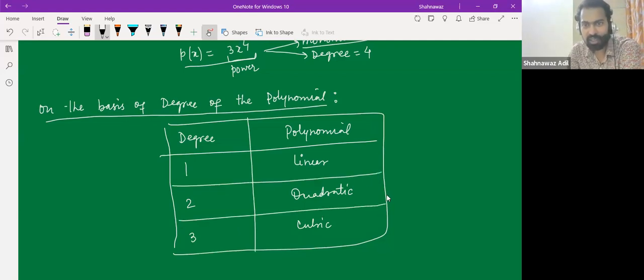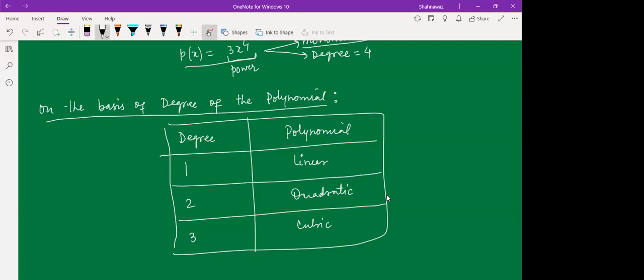One was the classification which was based on the number of terms, right? So on the basis of the number of terms, there is one classification, and on the basis of the degree of the polynomial, we have a different classification of polynomials. Is that clear, guys? Yes, sir.